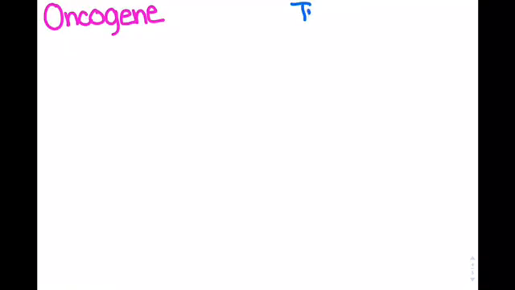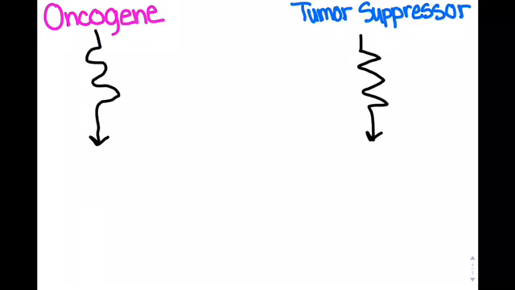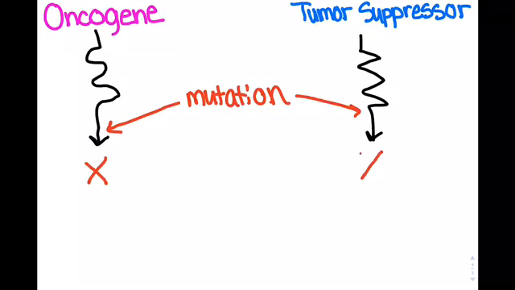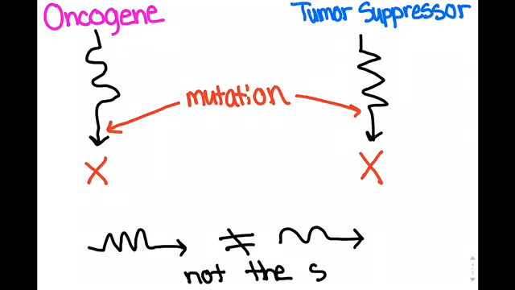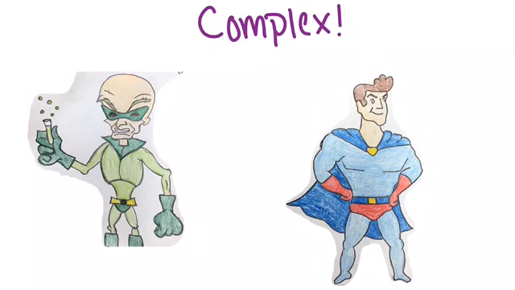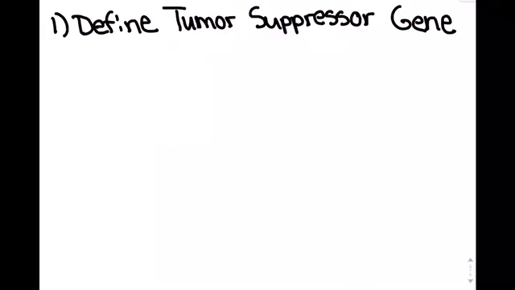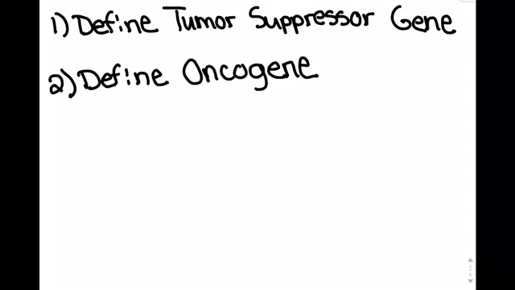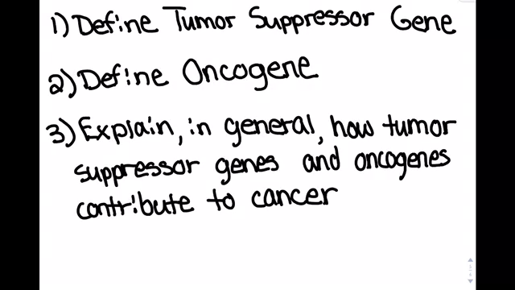In our story, there are 2 types of genes, oncogenes and tumor suppressor genes. These genes have been mutated in different ways for cancer to take hold in a cell. Due to the complexity of how these genes function, a helpful analogy is to think of this process like a battle between a supervillain and superheroes. By the end of this video, we hope that you will be able to define tumor suppressor gene, define oncogenes, and explain generally how tumor suppressor genes and oncogenes contribute to cancer development.